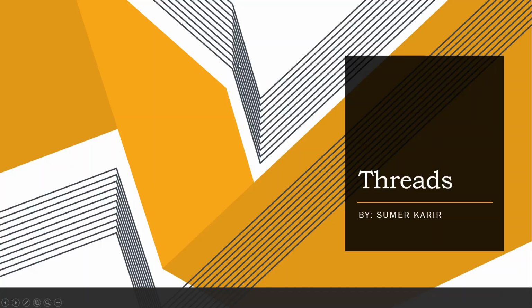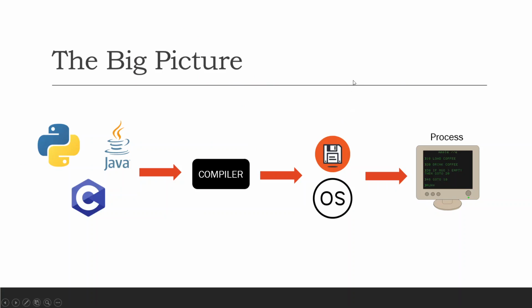Threads are one of the most useful and effective tools in software engineering. They come with many benefits and are extremely widely used. But we can't talk about threads without mentioning processes. So let's get the big picture out of the way.